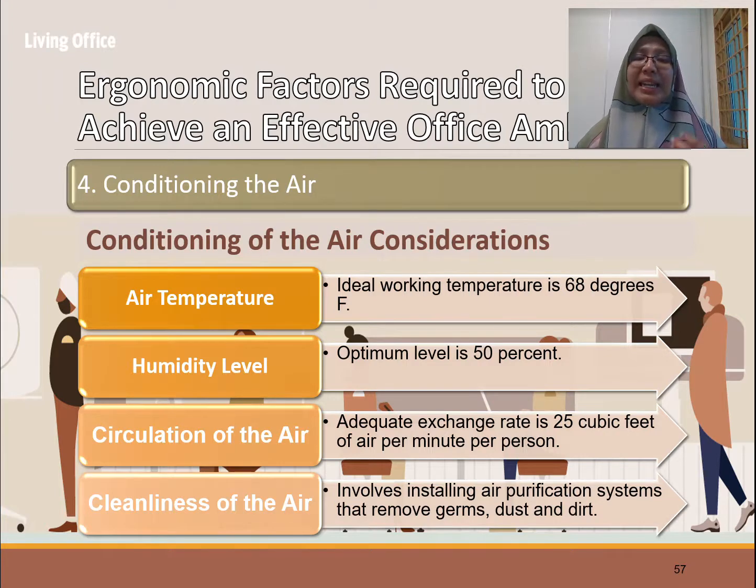And lastly is the cleanliness of the air. You need to involve installing air purification systems. Why? They remove germs, dust and dirt. That's why some air conditioners have additional features to purify the air and kill the germs, dust and dirt. This is the last part.